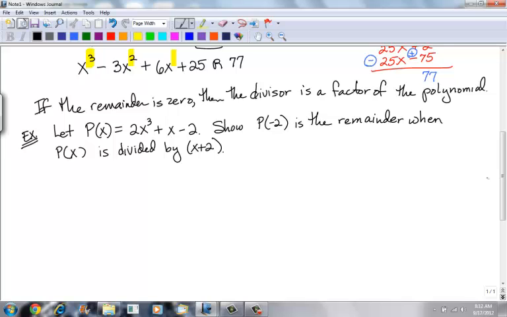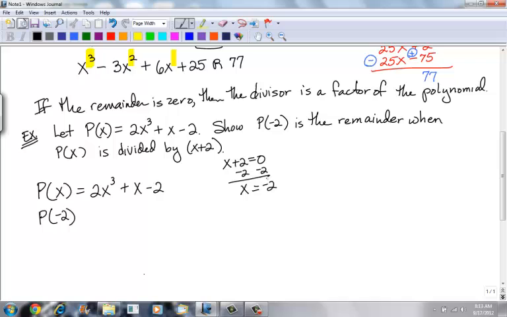Okay, two things we're going to do here. One is substitution. So take p of x, write down the original 2x to the third plus x minus 2. And if we divide by x plus 2, what you're going to substitute in is x equals negative 2. Think of x plus 2 as equal to 0, and what we're going to sub in is the opposite sign. You don't have to do that, you ought to be able to do that by sight.